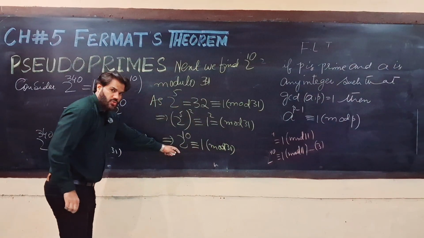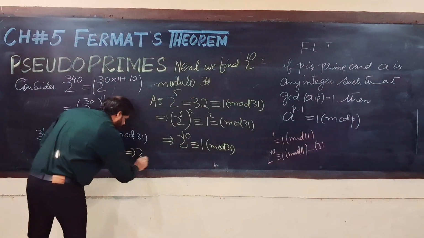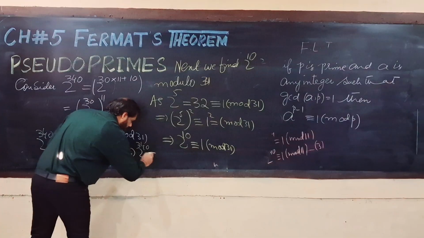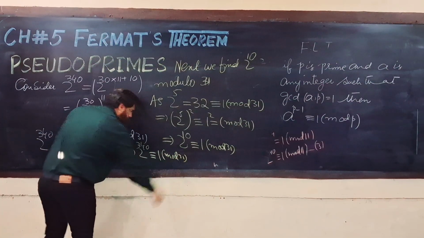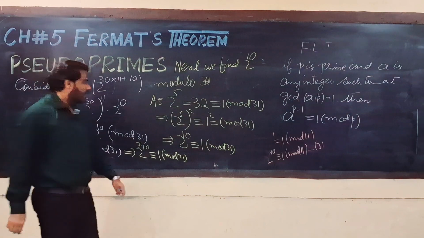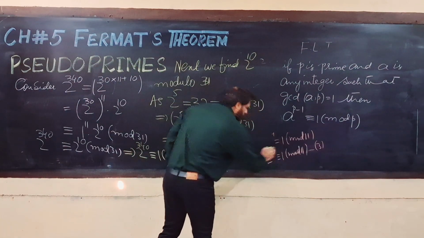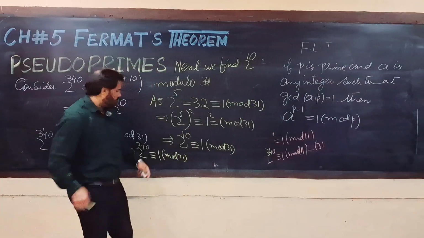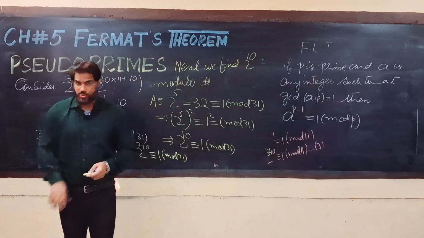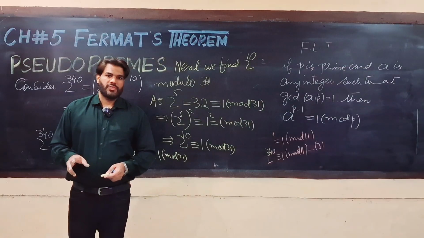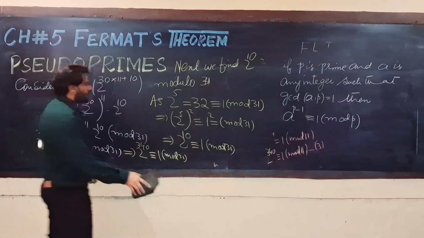Substituting this value, 2 raised to power 10 congruent to 1, here, this becomes 2 raised to power 340 is congruent to 1 modulo 31. This shows that 2 raised to power 340 is congruent to 1 for both prime factors 31 and 11. Next, lastly I will use the corollary of the Chinese remainder theorem. What is the corollary?